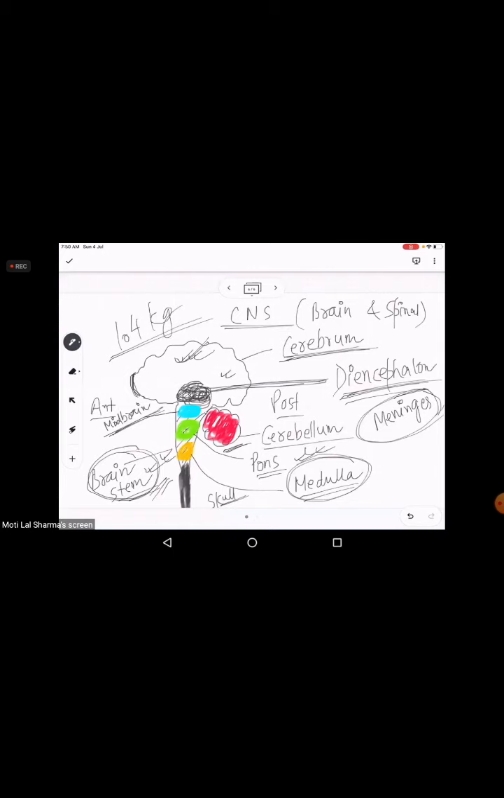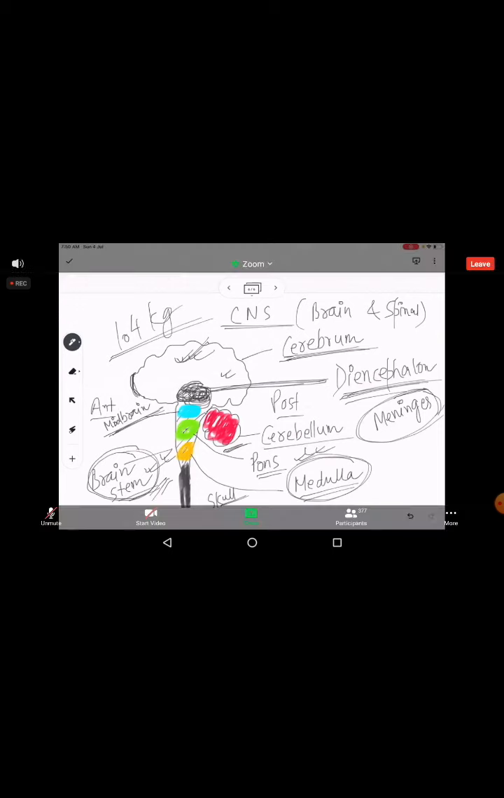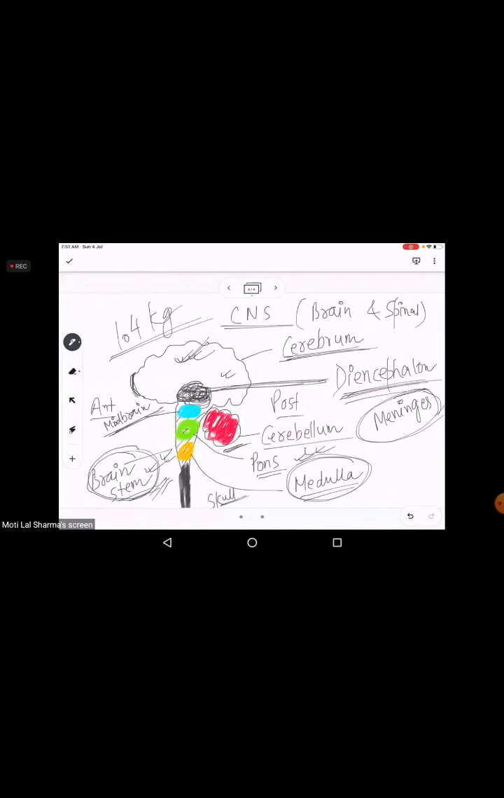In the same way, our spinal cord is protected by our vertebrae. Vertebrae are the 26 bones that you have in your vertebral column. Those 26 bones are stacked up one above another to form a pile of 26 bones, and that is what we call our vertebral column.